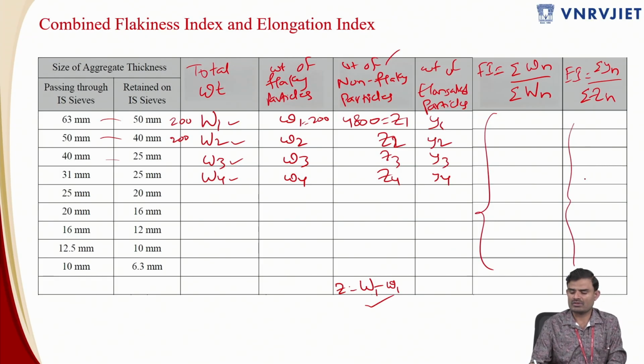So let this be somewhere around 16, and somewhere around 15, as an assumption. Then your combined flakiness and elongation index will be 31%. Our code recommendation is up to 35, so this is acceptable. So this test is very, very important.